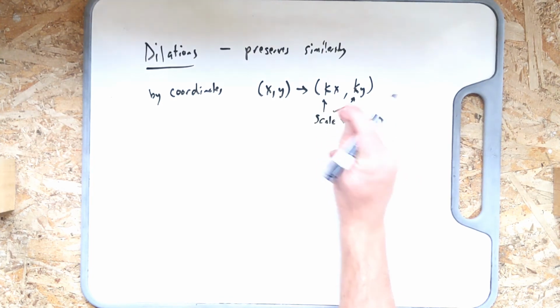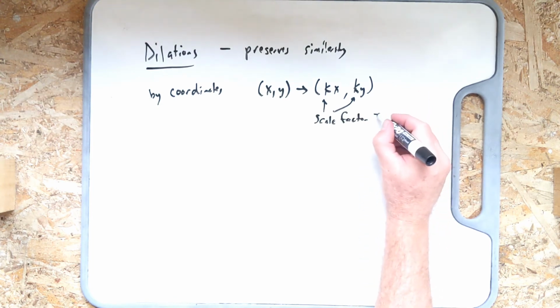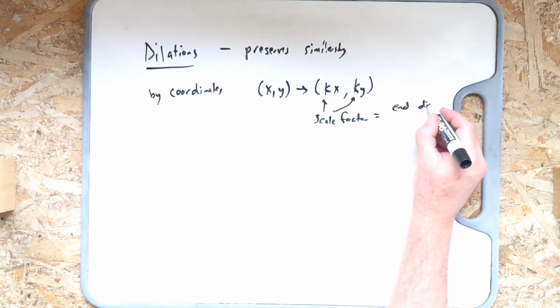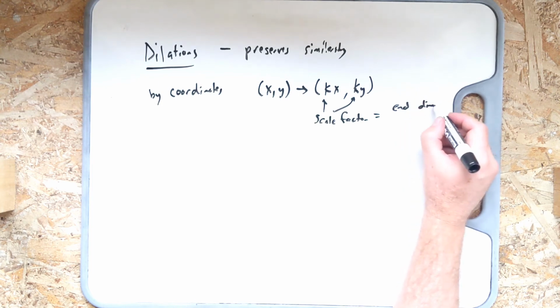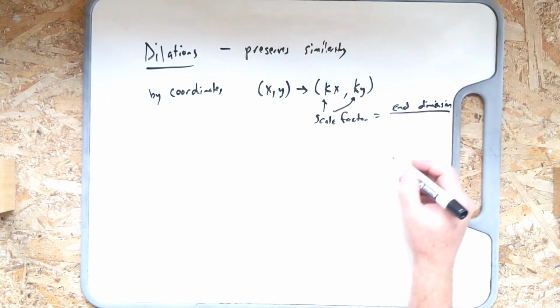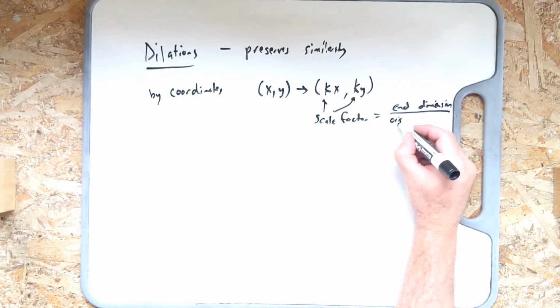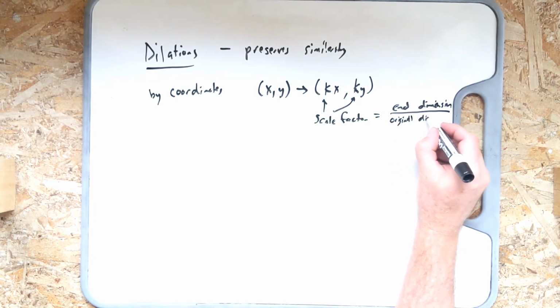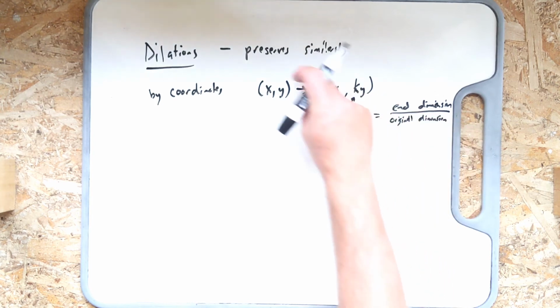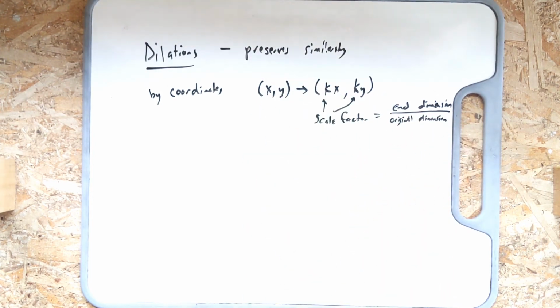And the scale factor meant the same thing it meant in similarity terms. It was the end dimension, the destination dimension, divided by the original dimension. And given that it's growing with the same shape, you can pick any side you want as long as you're doing the corresponding one. Okay, so that's one way we did it.